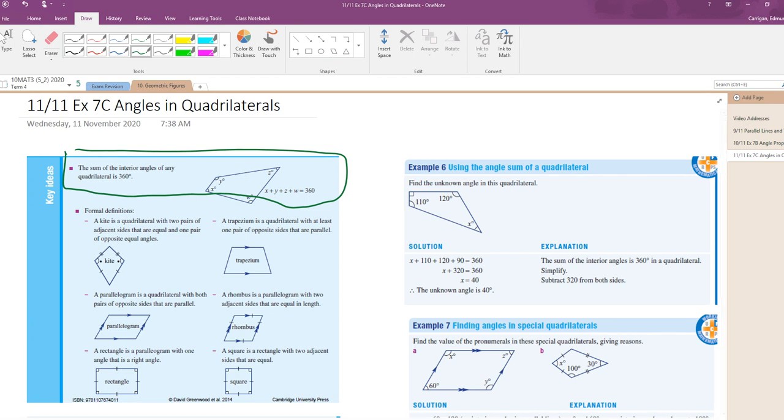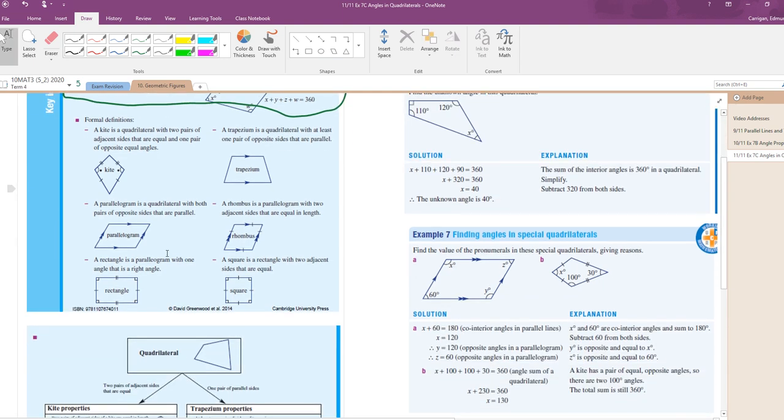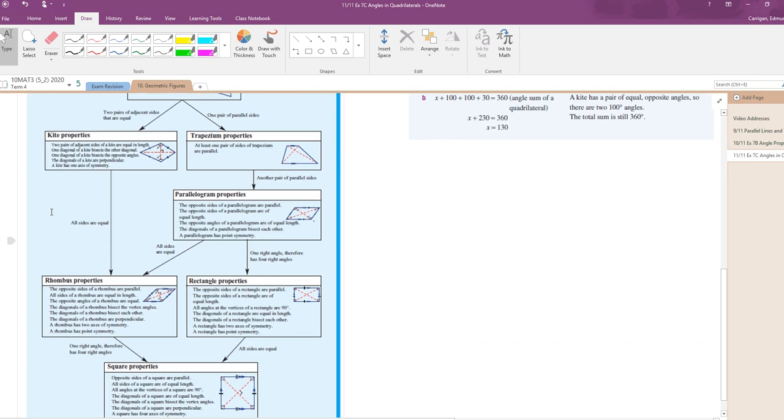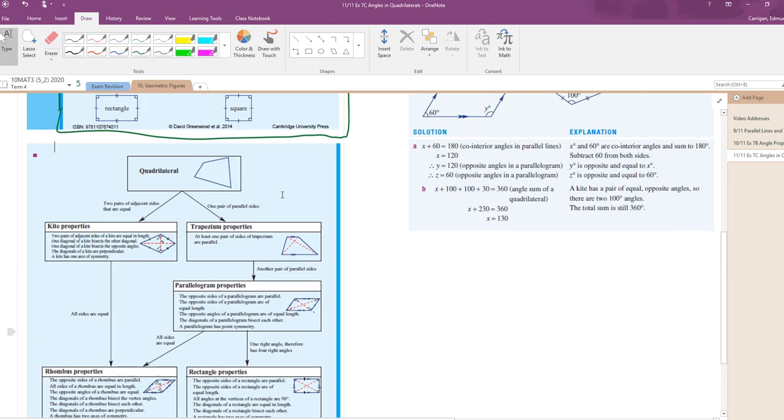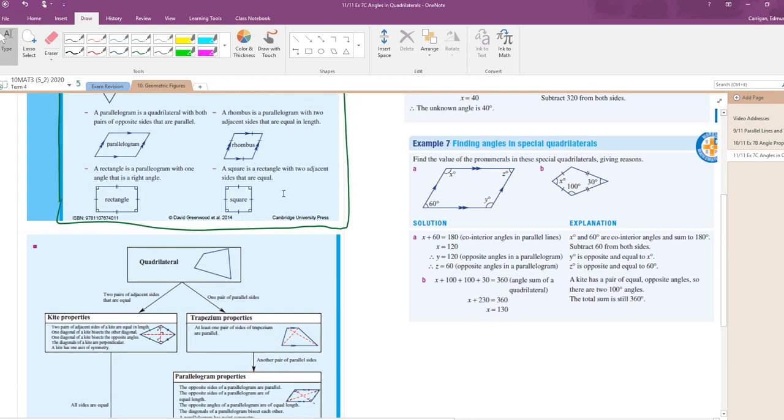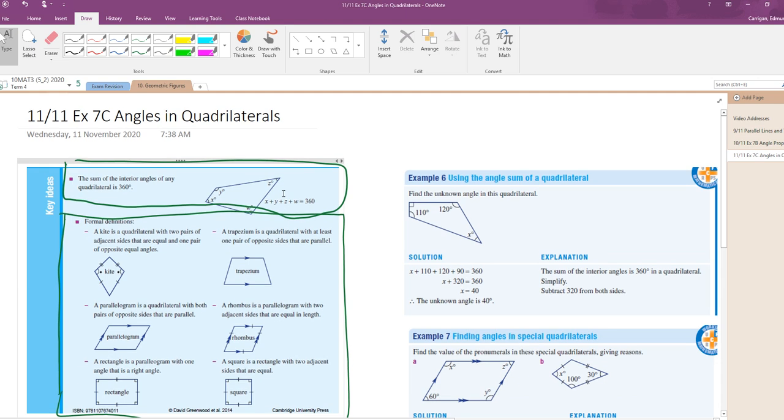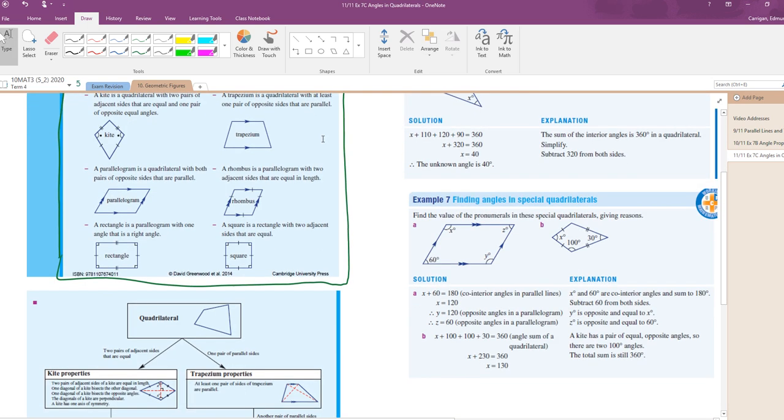If you want to familiarise yourself with the definitions of the six different quadrilaterals, you can have a look here and read what the definitions are. And down here are the properties and how the definitions are derived. But we're not going to really look at that today as far as the exercises. You're simply focusing on the fact that the angle sum of a quadrilateral is 360 degrees.